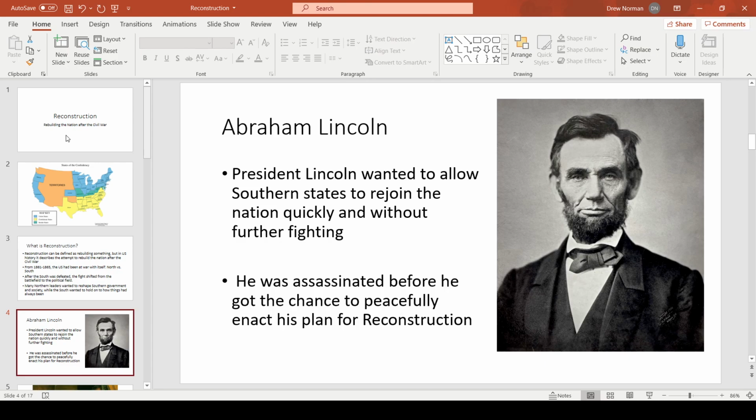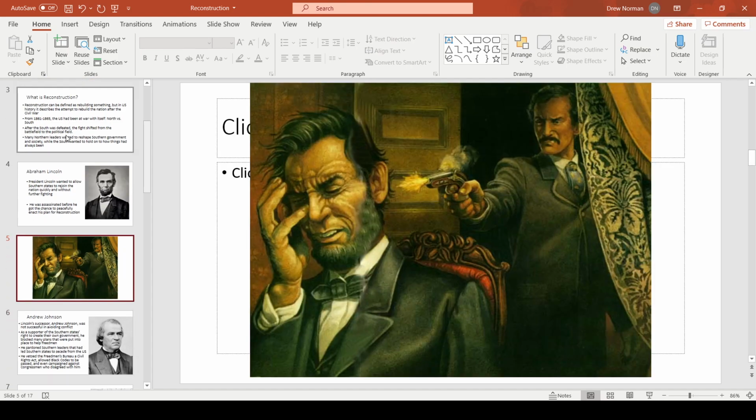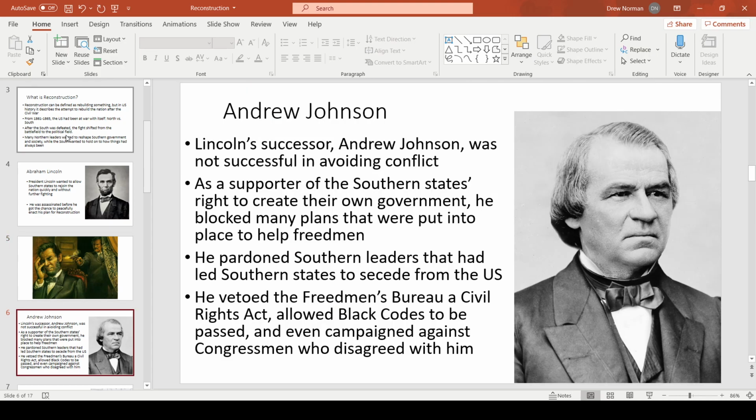Lincoln wanted to allow the southern states to rejoin the nation quickly and without further fighting. His idea was allow the South back in, unite the nation, and then we can handle our issues going forward. He did not want to stop the South from joining back quickly. Unfortunately, before he could get his plan rolling, he was assassinated. John Wilkes Booth snuck up behind him at the theater and ended his life.